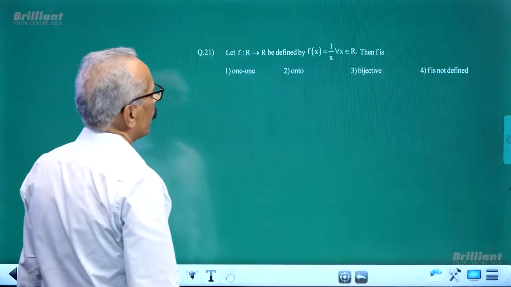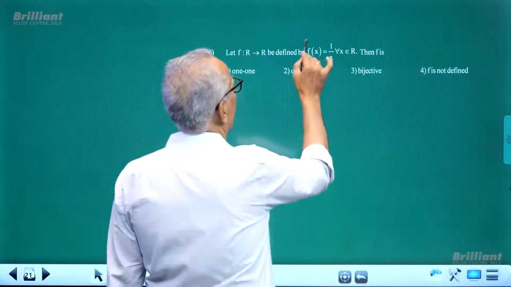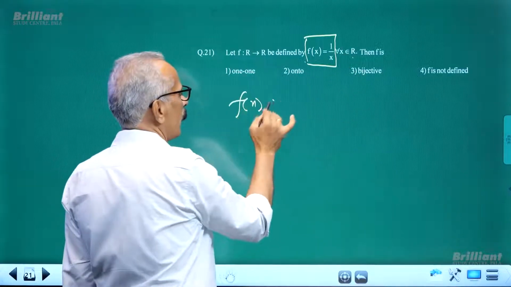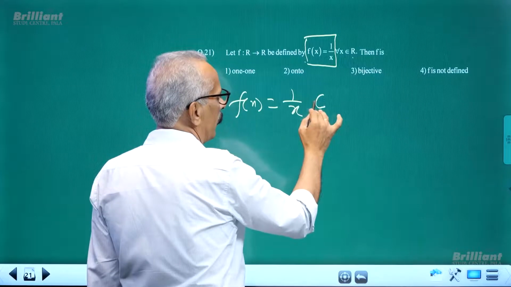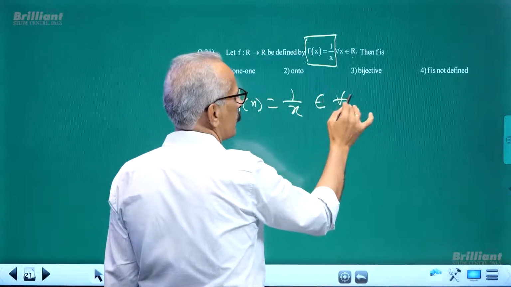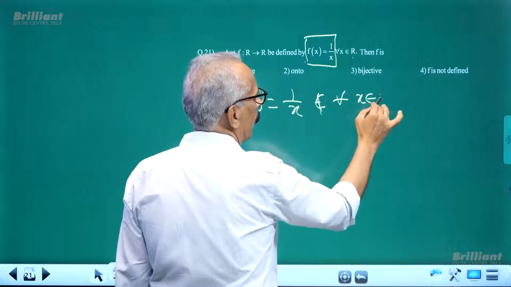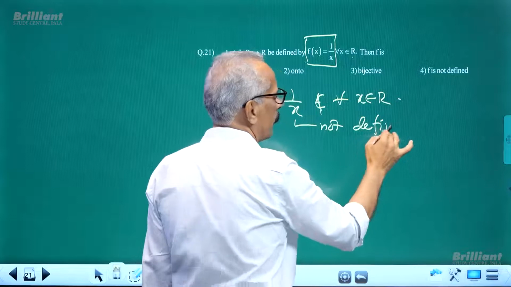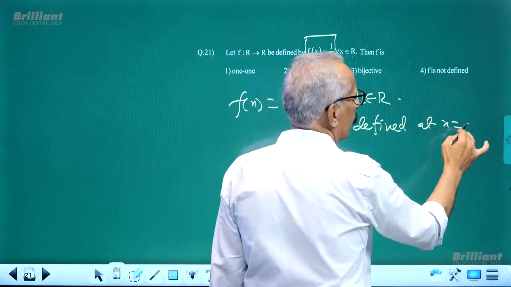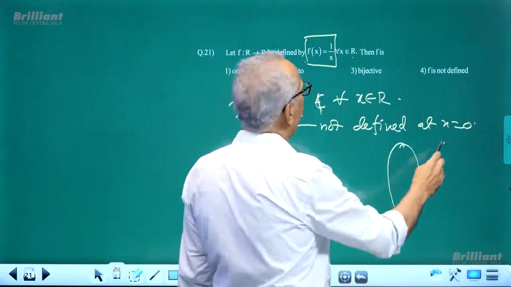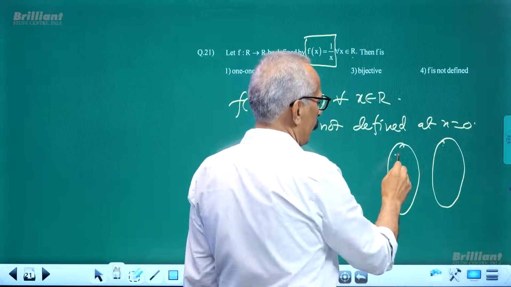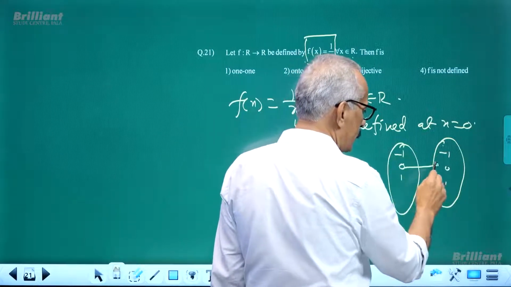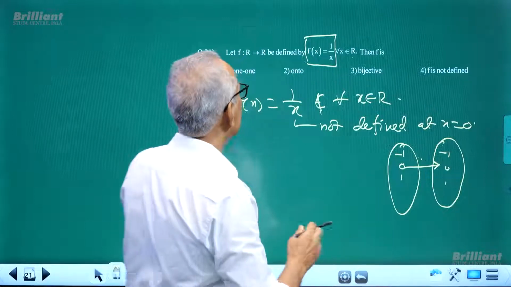On to question number 21. f of x is defined as f of x equal to 1 by x for all x belonging to R. That's not possible because this is not defined at x equal to 0. Therefore, if it is R to R, R to R means minus 1, 0, 1, 2, 3, etc. But 0 doesn't have an image. Therefore, this is not a function.